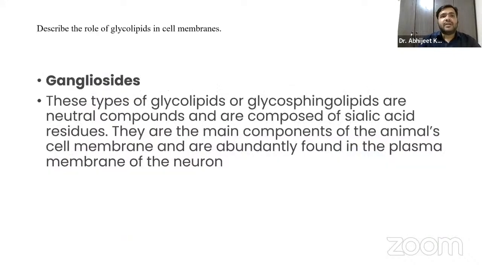Now, guys, you already know the glycolipids that are present in the cell membrane. Another question we have to discuss here is the glycolipids present in the cell membrane, and you already know we are talking about the gangliosides. The glycolipids, or glycosphingolipids, are basically compounds composed of sialic acid residues. They are main components of animal cell membranes, and they are abundantly found in the neurons also.